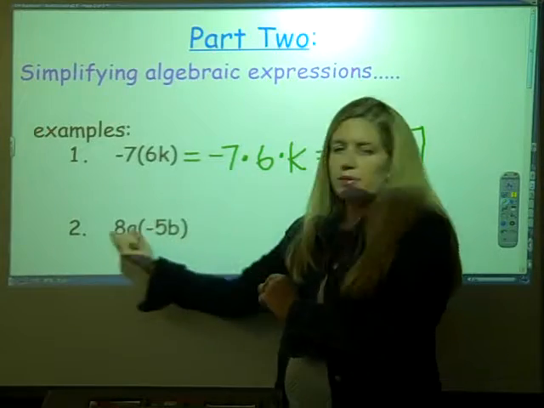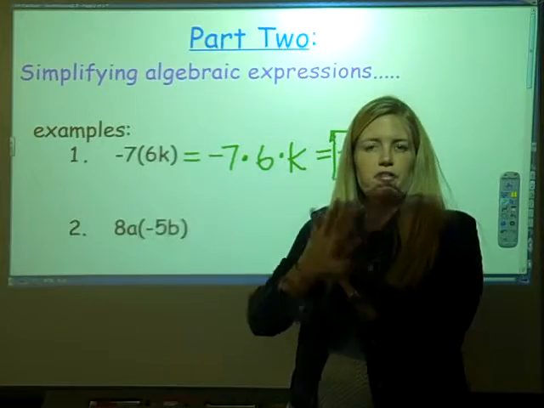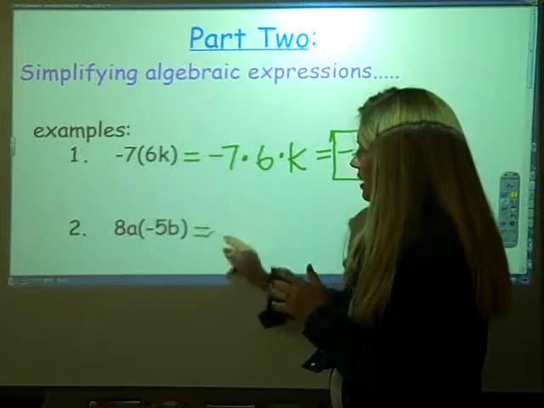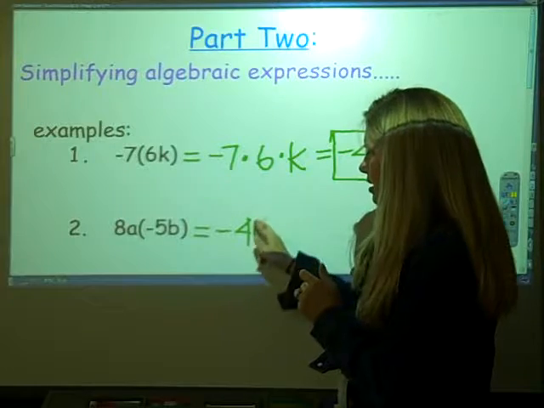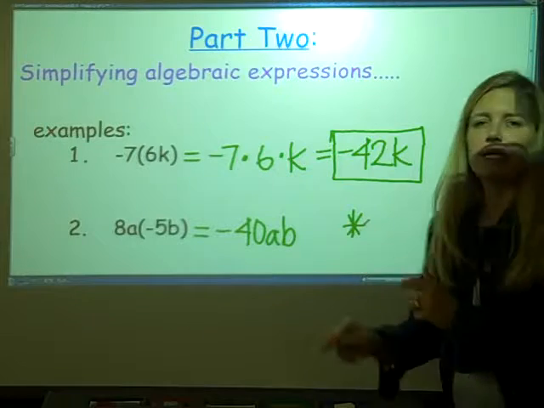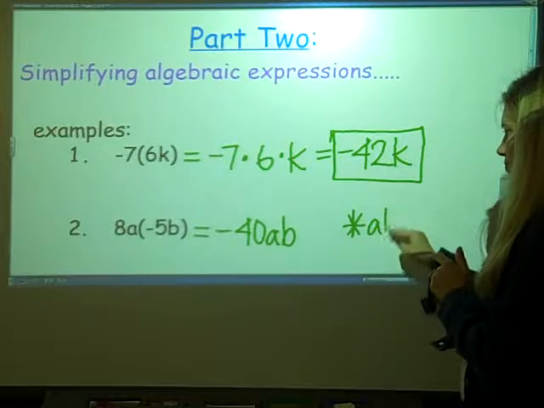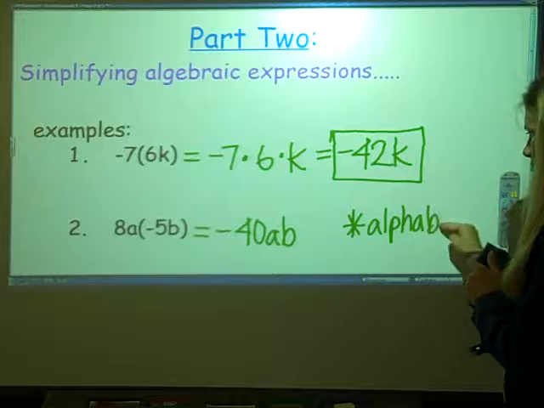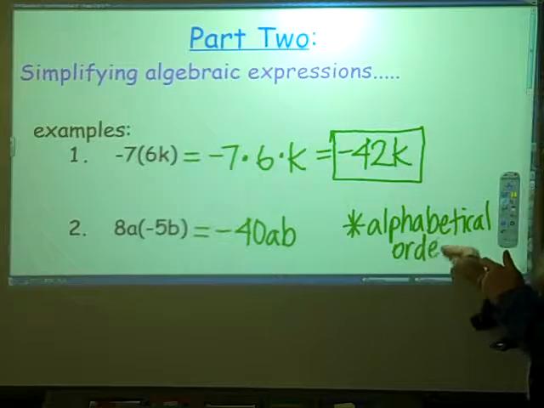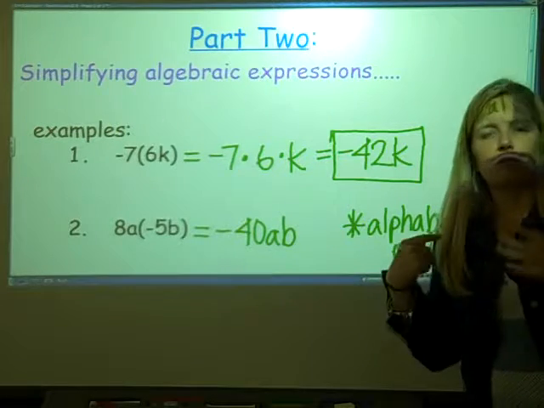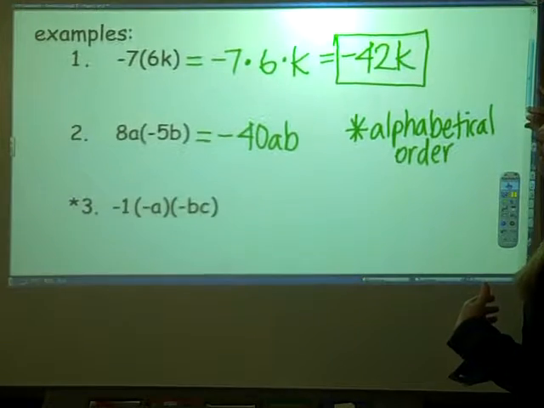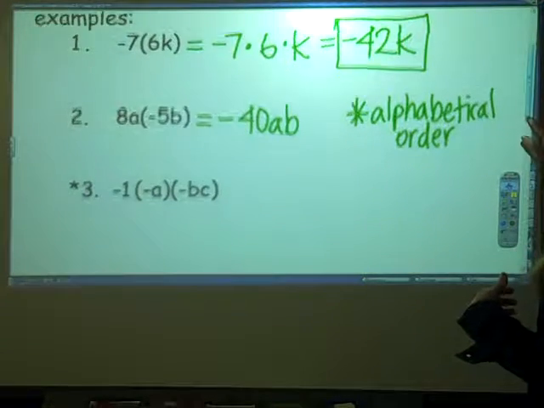Here, we multiply the numbers, and then you just put the variables multiplied, so you put them right next to it. 8 times negative 5 is negative 40. A times B. Also, most times you will see them in alphabetical order. Okay? It just seems to flow better. We don't write BA, we normally write AB. It does mean the same thing, but we tend to put them in alphabetical order.